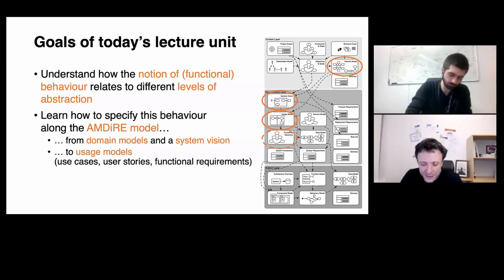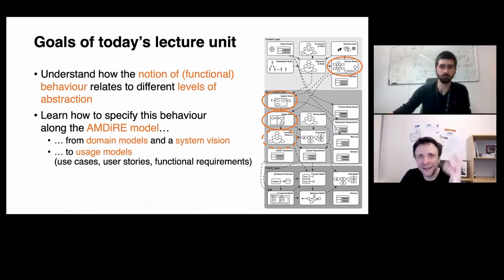There's a second disclaimer I would like to make before I forget. As you will notice, not only today, but also in the next lectures, there are some content items in the AMDIRE model we will not discuss. One example being a service model or a data model, risk list, there are many.